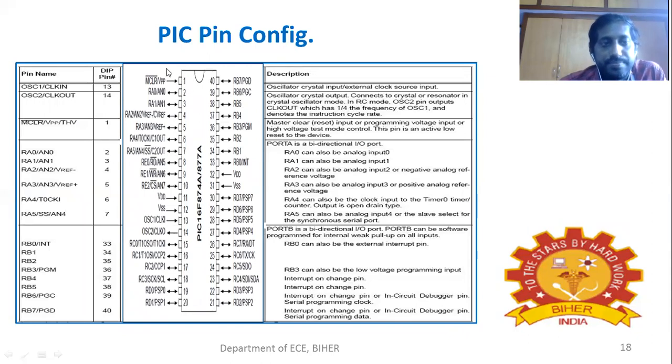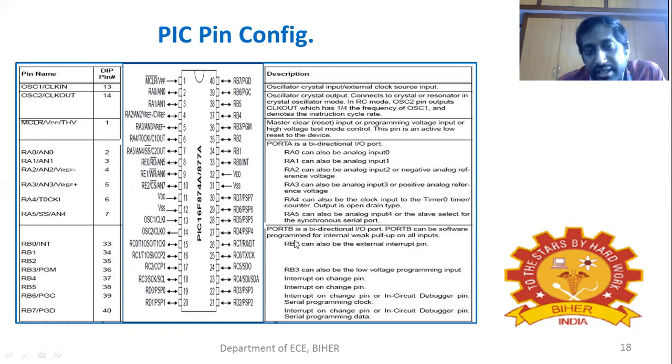It's pin number 1. And then pin number 2 to pin number 7 are all related with port A. Port A is a bidirectional IO port. So RA0 can also be analog input 0. RA1 is also analog input 1. RA2 can also be analog input 2 or negative analog reference voltage. RA3 can also be analog input 3 or positive analog reference, and RA5 can also be analog input 4 or slave select for the synchronous serial port. These are all related with port A.